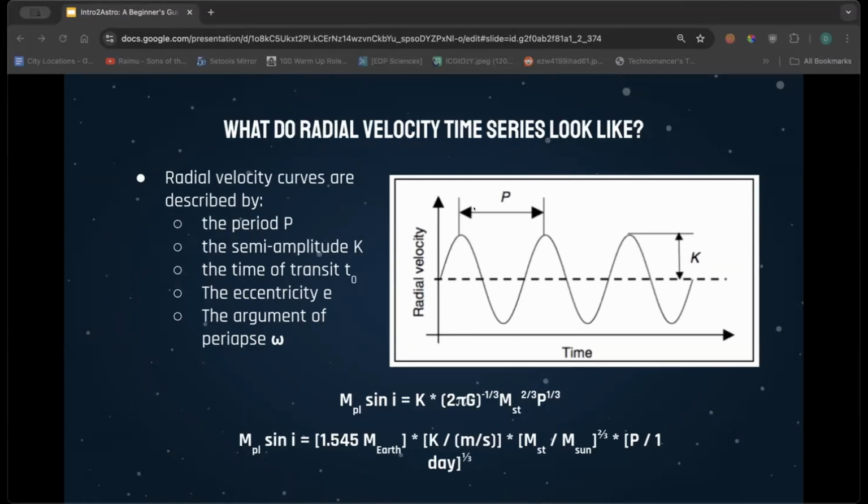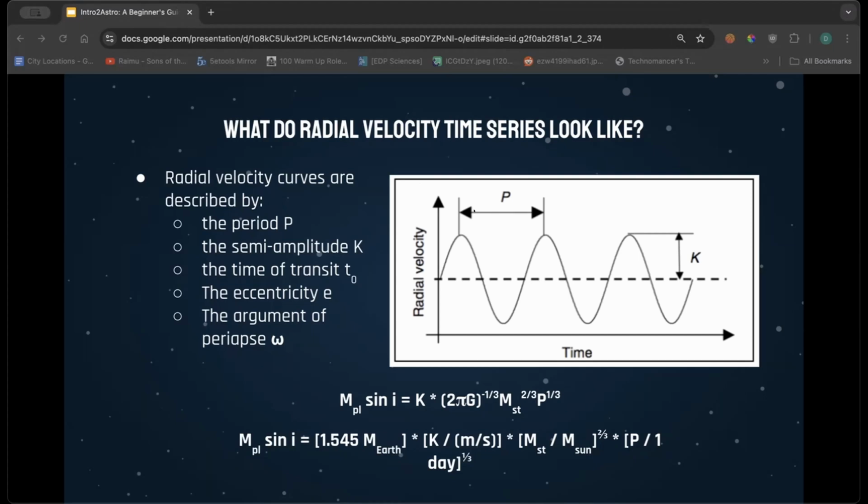The period is the exact same as the period of a wave. It's the time it takes for a radial velocity cycle to take place, for a planet to make one orbit around the star and begin the same curve anew. So it's the distance between peaks of that curve.